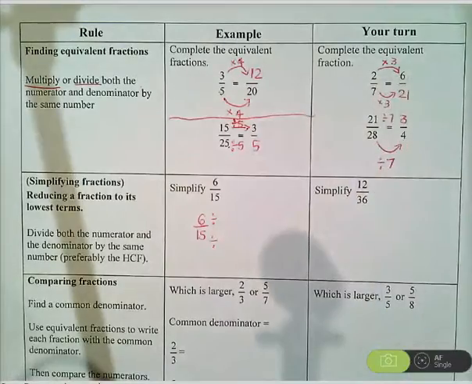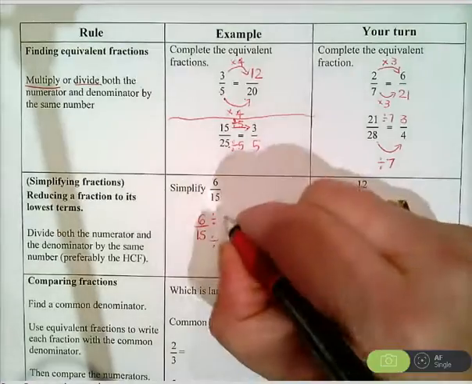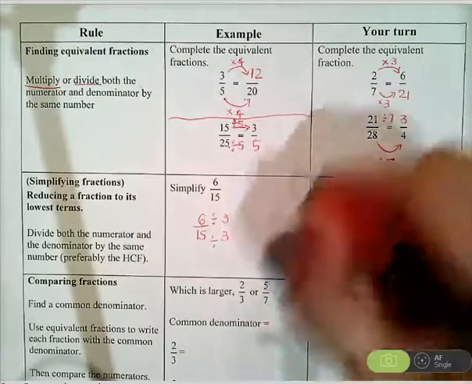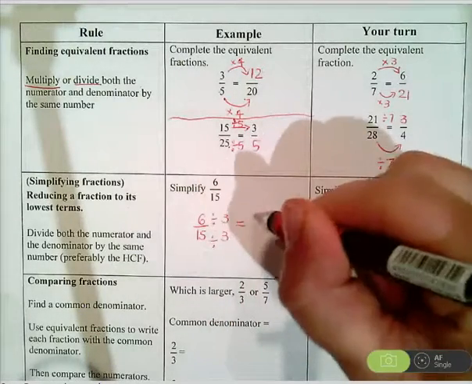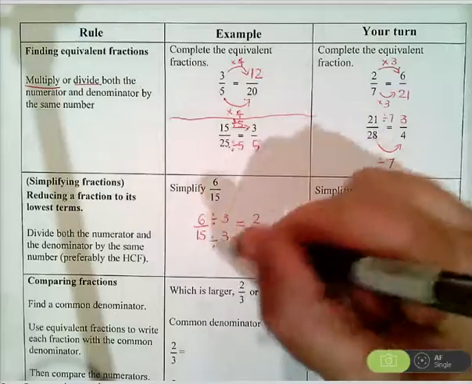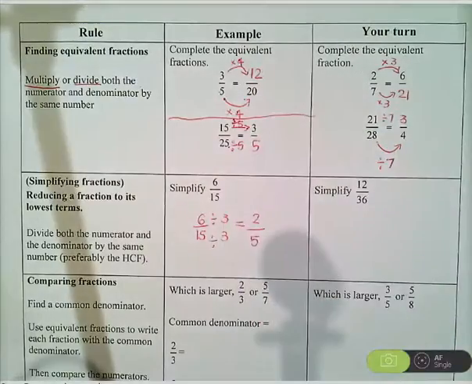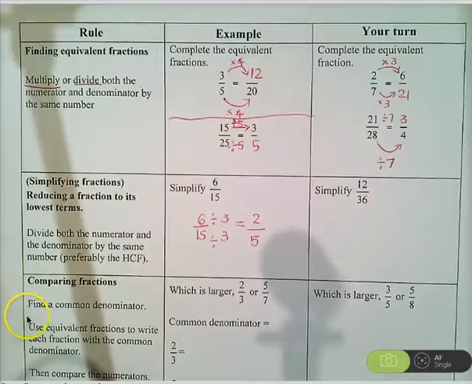The best way to do that is think of which times tables both 6 and 15 are in, and they're both in the 3 times tables. So if I count up by 3s, I go 3, 6, 9, 12, 15. And so 6 divided by 3 is 2, and 15 divided by 3 is 5. And so therefore, if we simplify 6 over 15, we get 2 over 5.